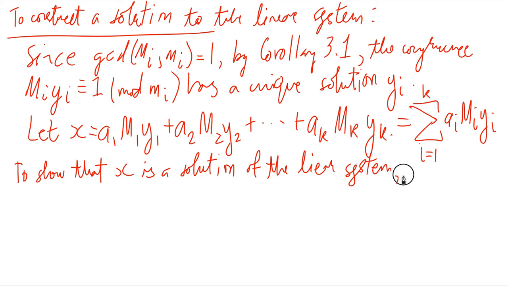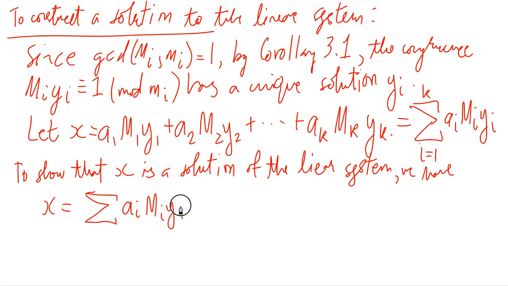So we have this matrix equation. Since x is equal to this series, this can again be written as the summation of a sub I, big M sub I, y sub I for all i's equal to 1 up until k, but we're going to consider here that I is not equal to j.